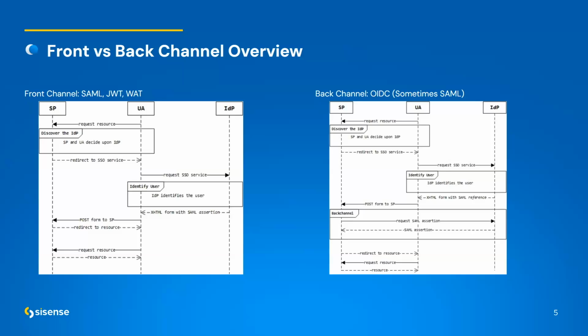So the main theme here with the front channel is all of the communication between the identity provider and the service provider are happening through the user's browser itself. So that's why there's all these redirects happening. The identity provider and the service provider don't ever talk directly.